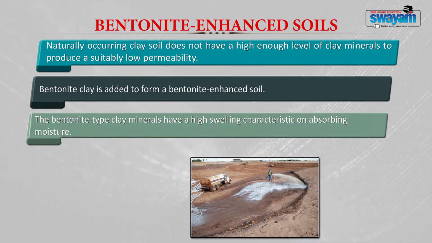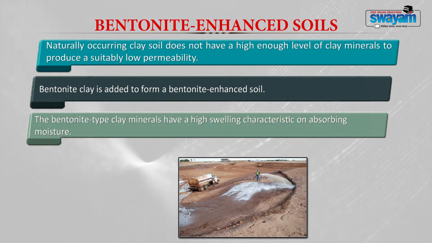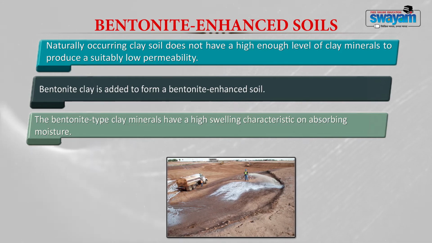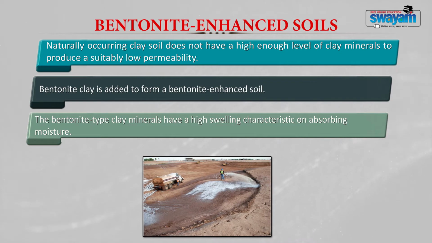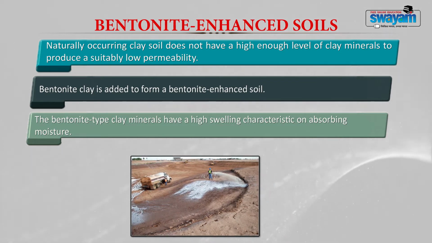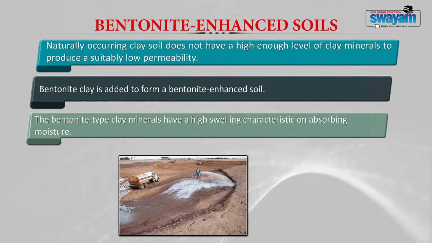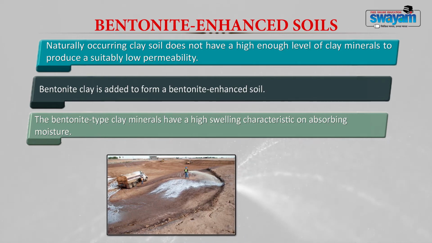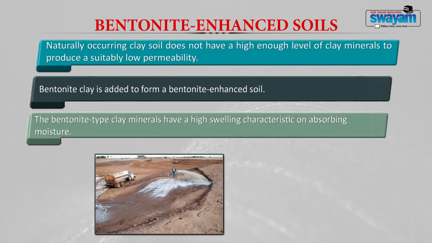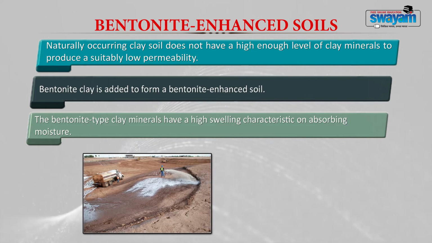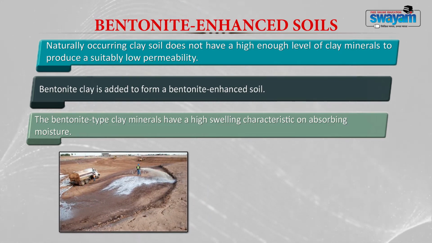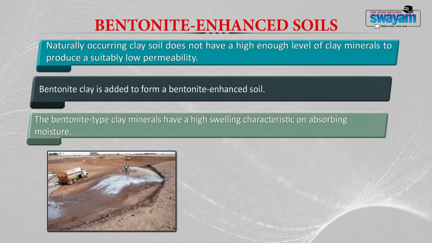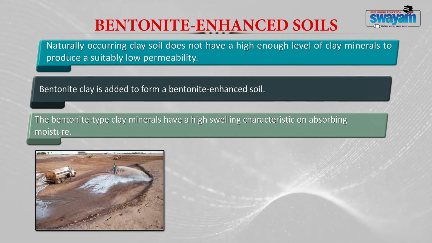Now, the bentonite type clay minerals have a high swelling characteristic on absorbing moisture. In general, the clay, though it has higher porosity, when it comes in contact with water, starts absorbing water. Once it absorbs water, it swells and it locks the interstitial spaces. As a result, it will not allow water to percolate through them. This is a characteristic why clay is preferred as a material in liner system.